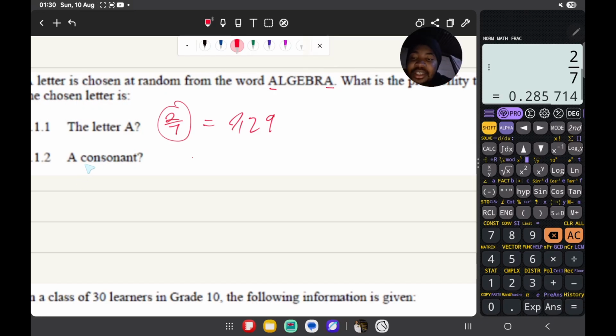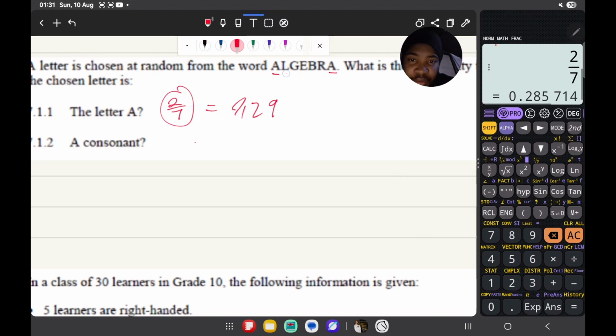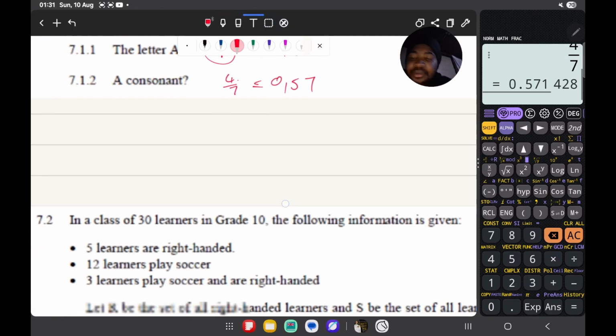Then they say find the probability that a letter chosen is a consonant. Remember, we have vowels A, E, I, O, U. Those are vowels. So the consonants are the rest. You can just count. We have 1, 2, 3, 4. So you have 4/7, which is 0.57. Cool stuff.